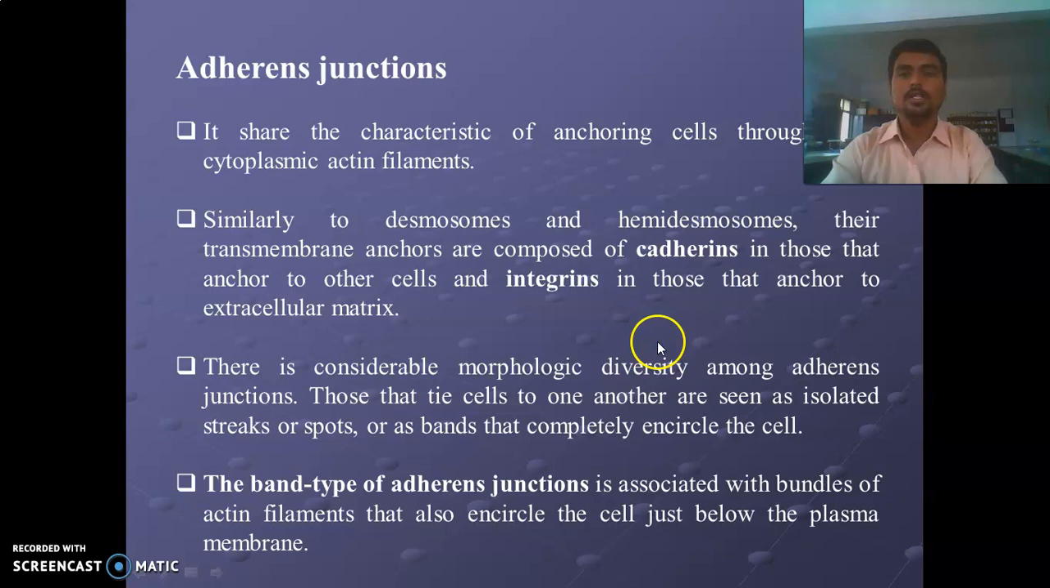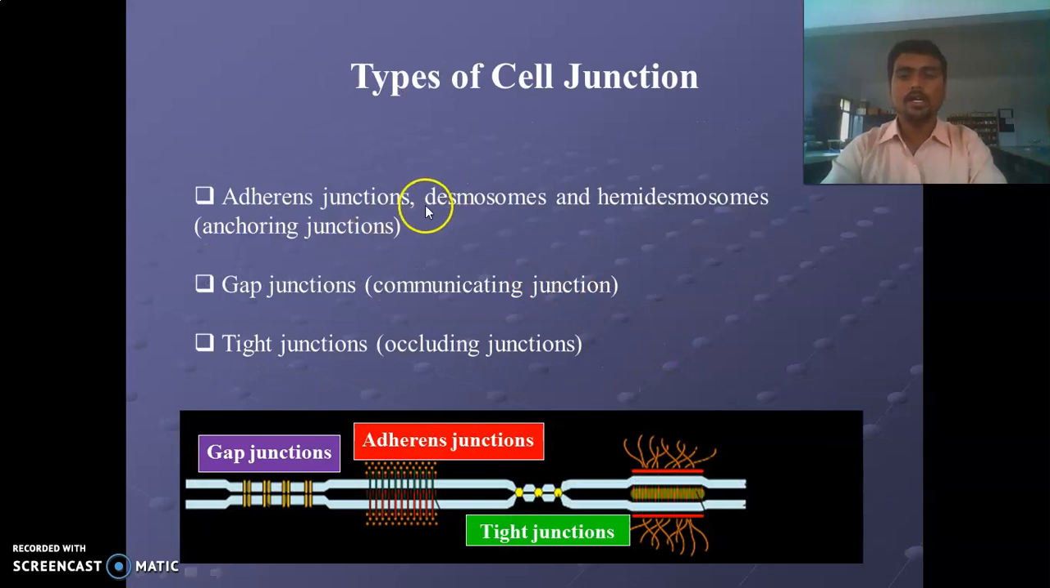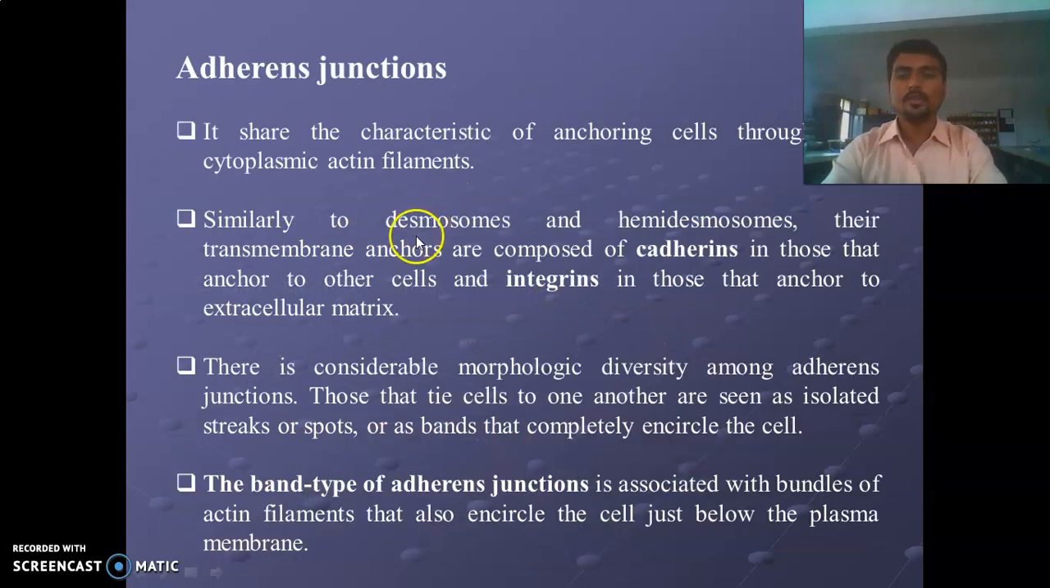Firstly, we will see the adherent junction. It shows the characteristic of anchoring cells through their cytoplasmic actin filaments. This adherent junction is also called the anchoring junction. Now, similarly to the desmosome and hemidesmosome, their transmembrane anchors are composed of cadherins, which anchor to other cells, and integrins, which anchor to the extracellular matrix.